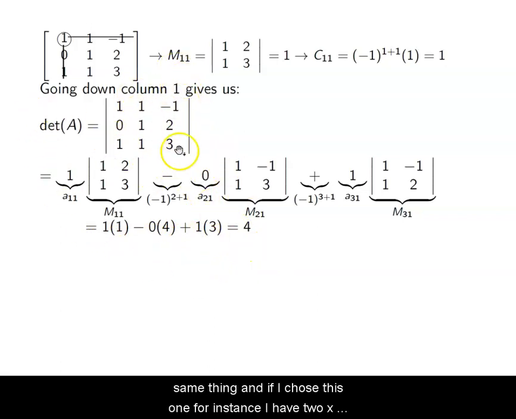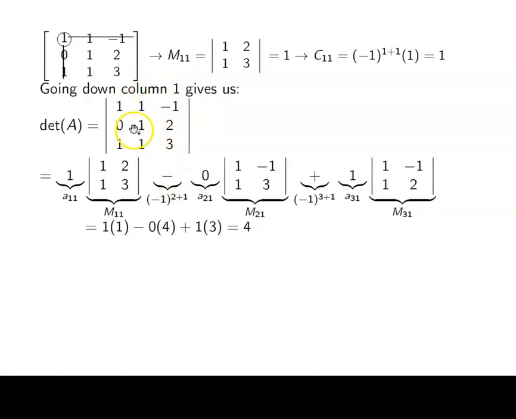Now if I chose this one, for instance, I'd have to multiply a bunch of stuff times negative 1, 2, and 3, and then changing their signs as appropriate. But it's easier when there's a 0 there, right? Because then I actually only have to do this math and this math.